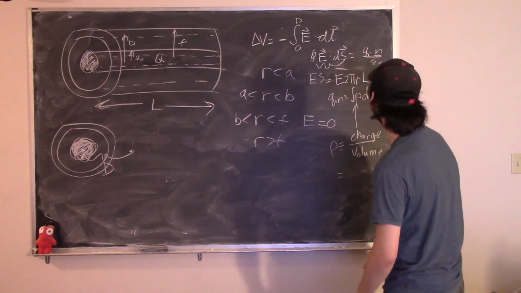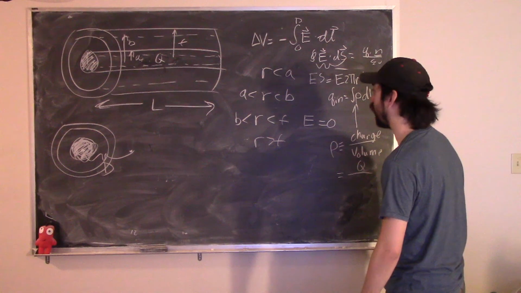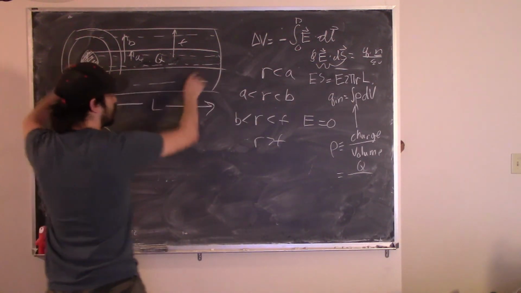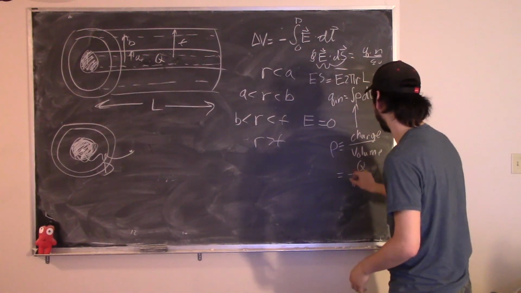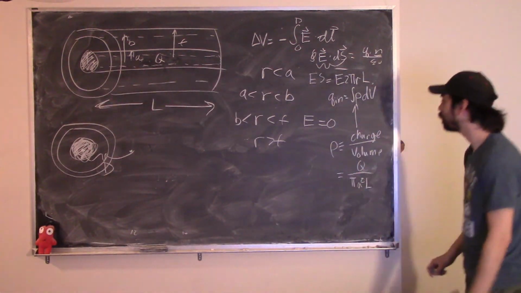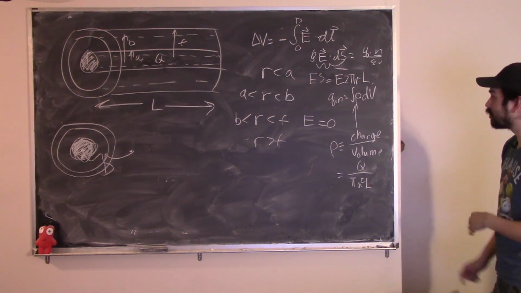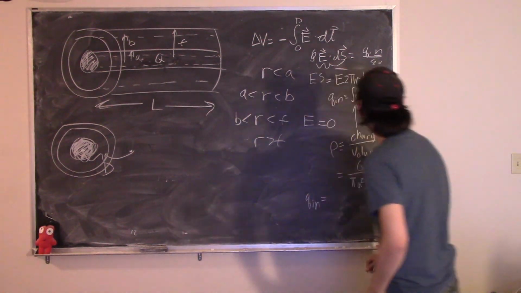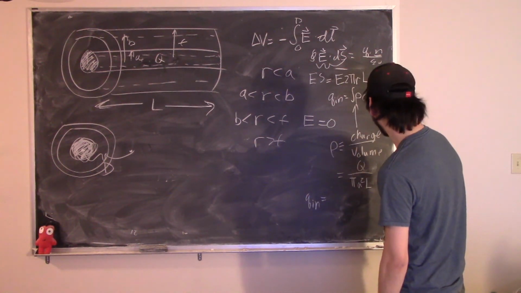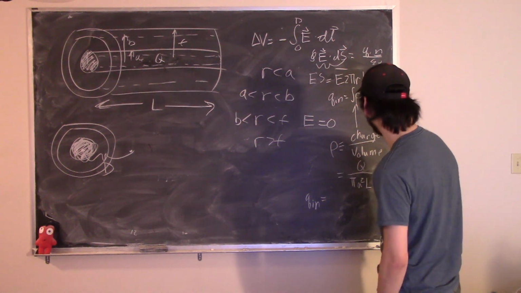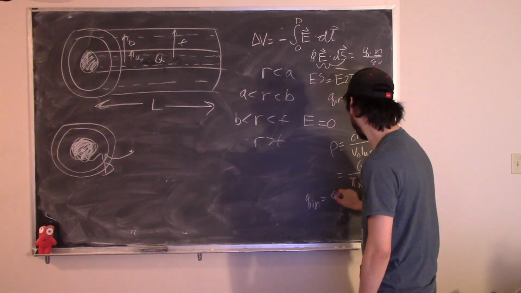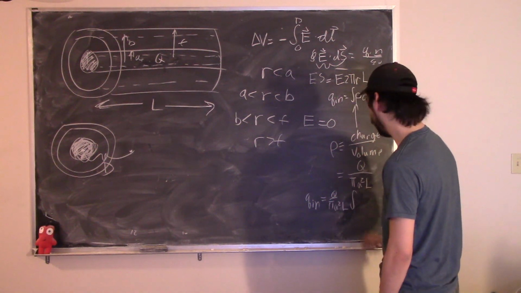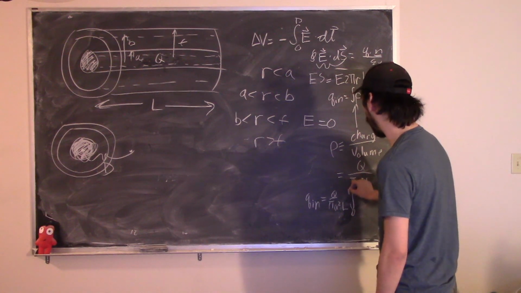And so this is going to be equal to Q divided by the total volume of this cylinder, which is going to be pi a squared times the length, L. So this is pi a squared times L. Okay, so now we're almost ready to evaluate what Q_n is here. Q_n is going to be equal to Q divided by pi a squared L times the integral from 0 to r.